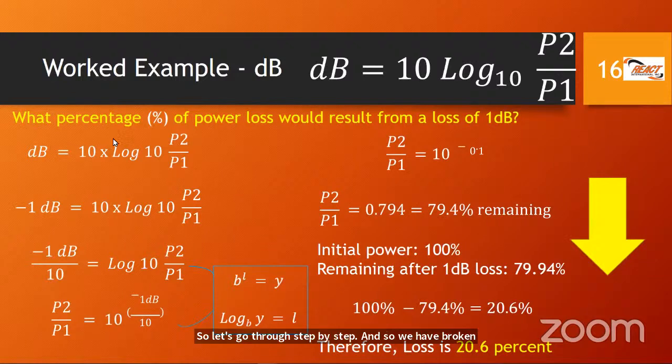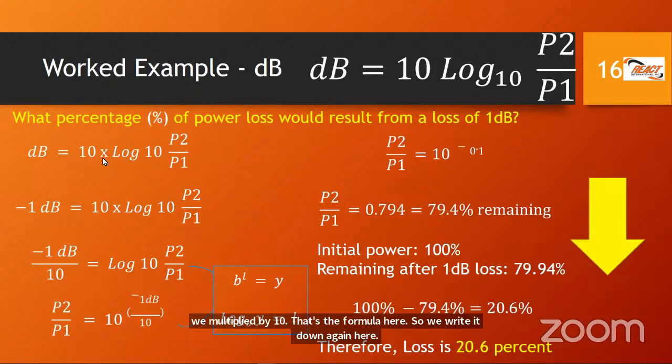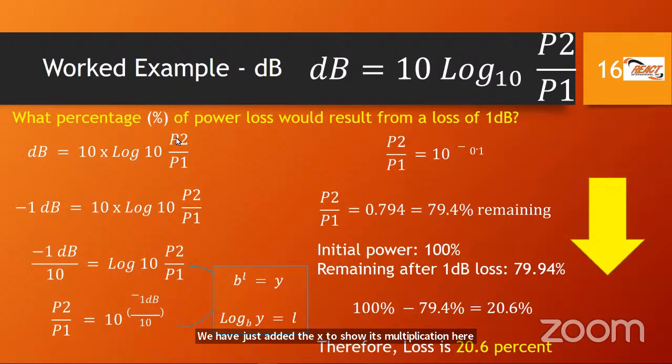So we have broken it down here. We're using the same trusty formula as above. Again, dB is equal to 10 multiplied by the log to base 10 of P2 over P1. P2 divided by P1, we take the log of that to base 10 and we multiply it by 10. That's the formula, so we write it down again here. We have just added the X to show the multiplication. So dB is equal to 10 multiplied by log to base 10 of P2 over P1.